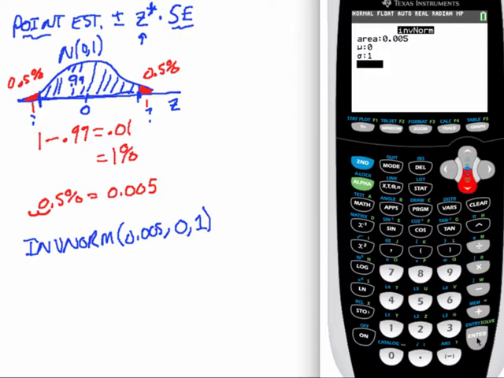Now notice that in the fancy calculators, it pastes the command to the home screen. If you're on an old school calculator, you've got to type 0.005, comma 0, comma 1, and then close off the parentheses. Once I've done that, if I hit enter, it gives me back negative 2.57. We'll round it off to 3 places, 576. Typically what you do is round these off to 3 places, okay?